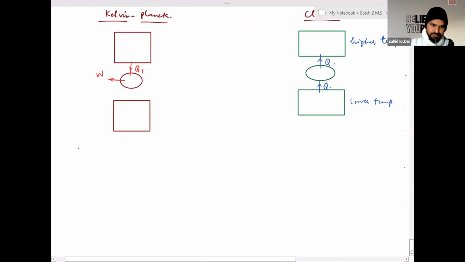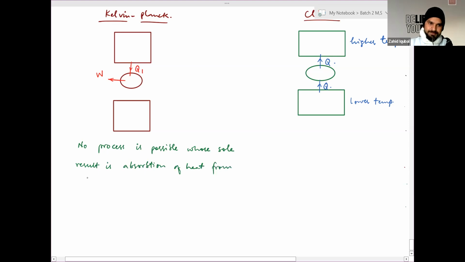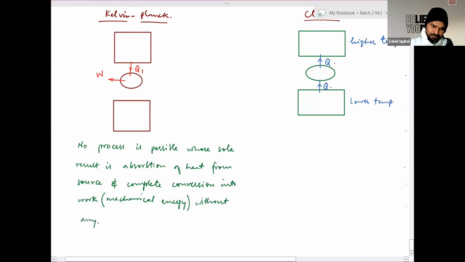In the first part, it says no process is possible whose sole result is absorption of heat from a source and complete conversion into work, that is mechanical energy, without any loss in the surrounding. So this will not be possible.